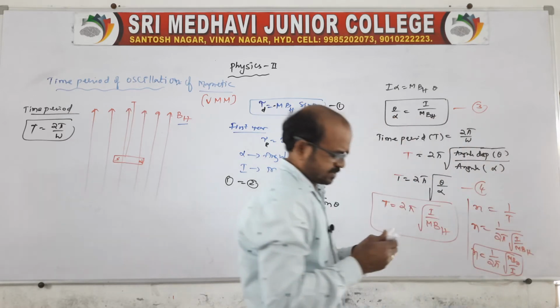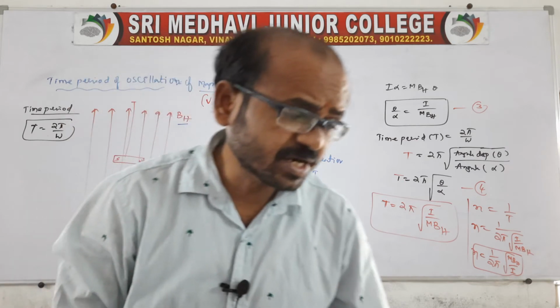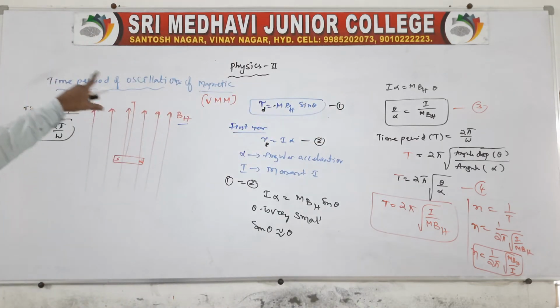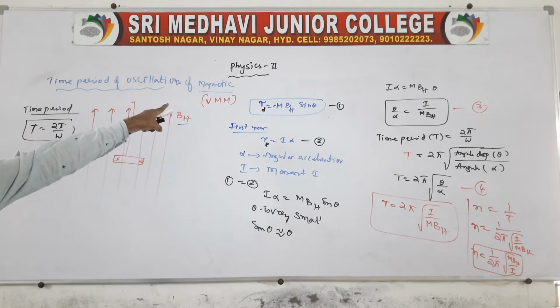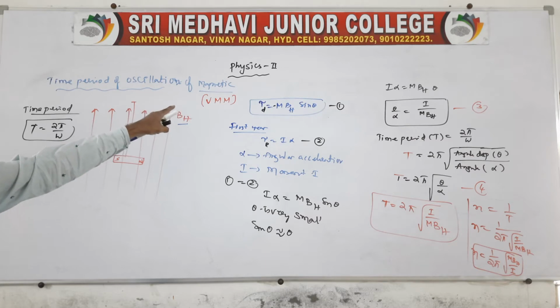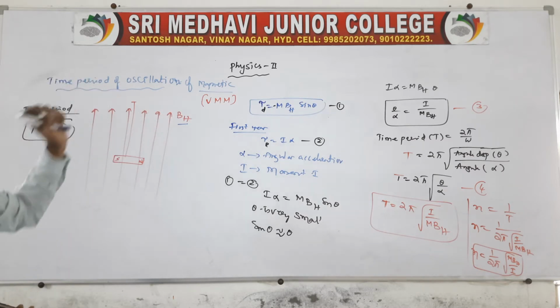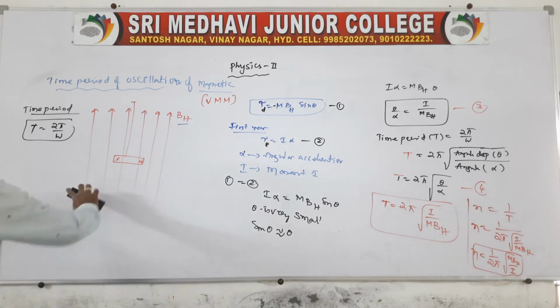It will be like this. So it is the time period of oscillation of the magnet which is suspended in the uniform magnetic field. Suppose you go through this, it is actually a question related to VMM, vibration magnetometer. So time period of oscillation of a magnet which is suspended in the uniform magnetic field.